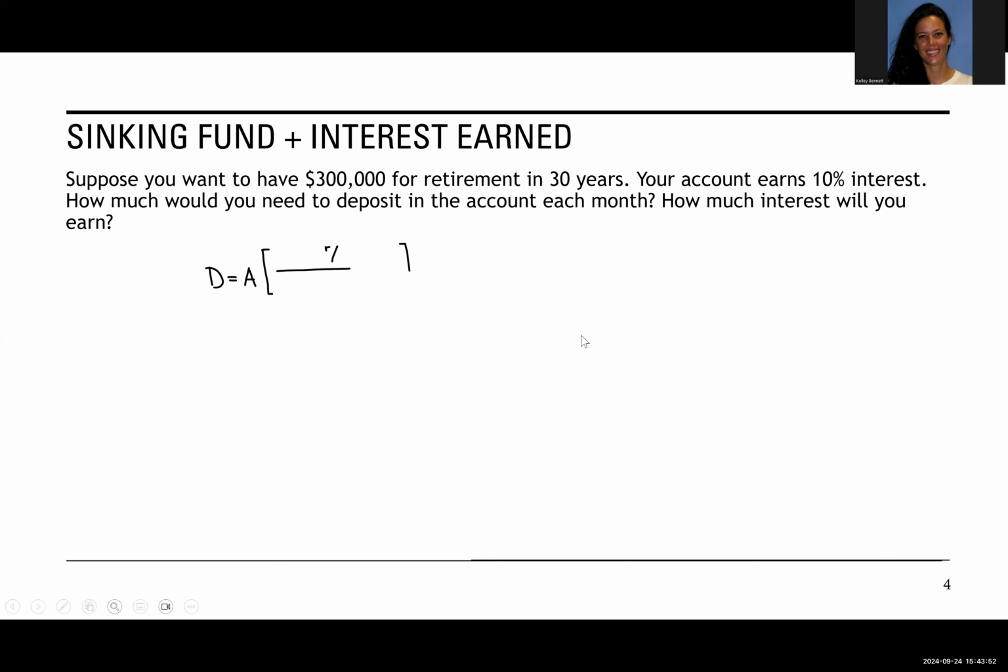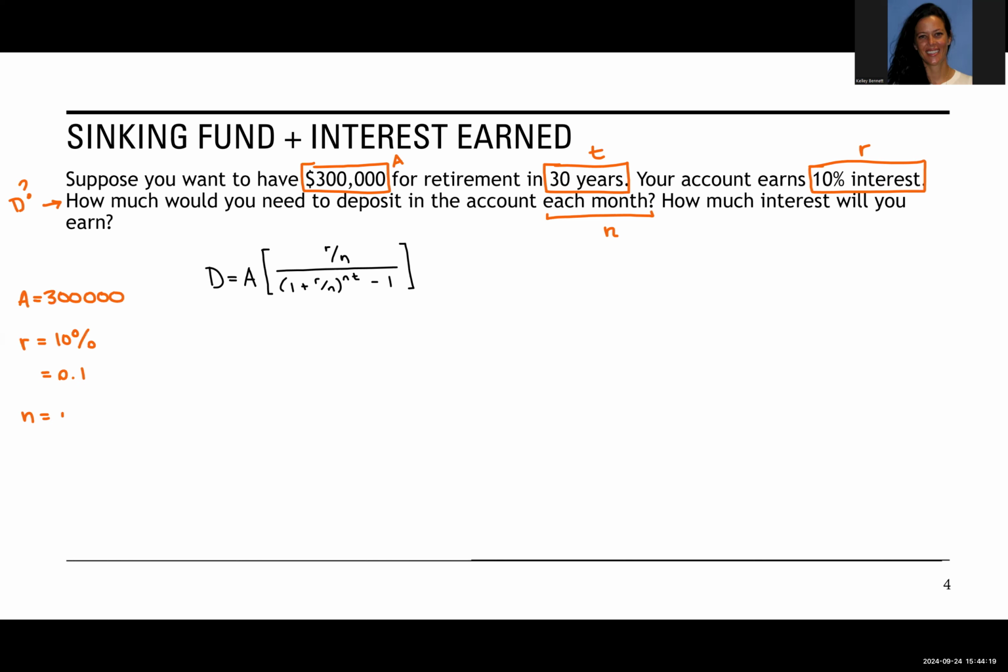So let's begin with figuring out what our deposits are going to be. Here's our sinking fund formula. We know we want to have $300,000. That's our goal amount, our accumulated amount. We're going to do it in 30 years with 10% interest. So that's R. And then it's asking us how much would we need to deposit. So we know that D is the unknown. We want to figure out a deposit amount at the end of this. We're going to make our deposits each month. So that's telling us N. Let's go ahead and record all of those values.